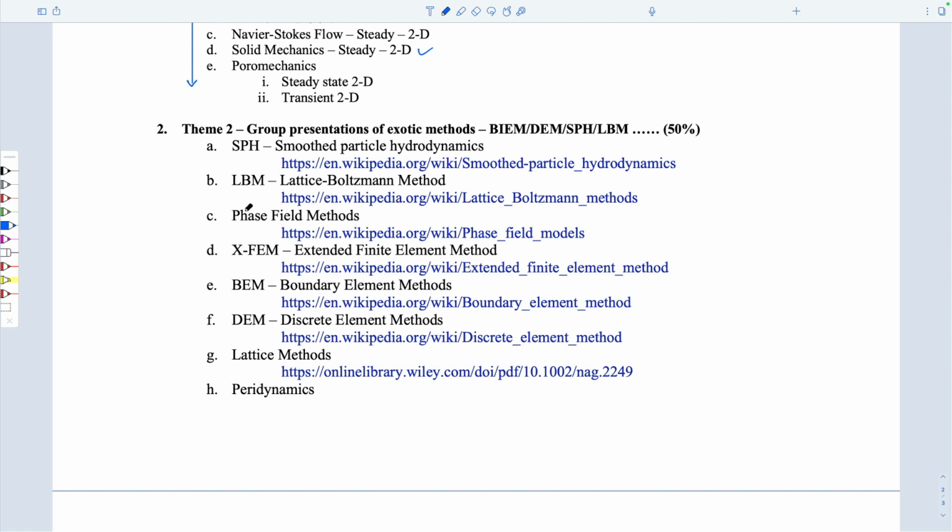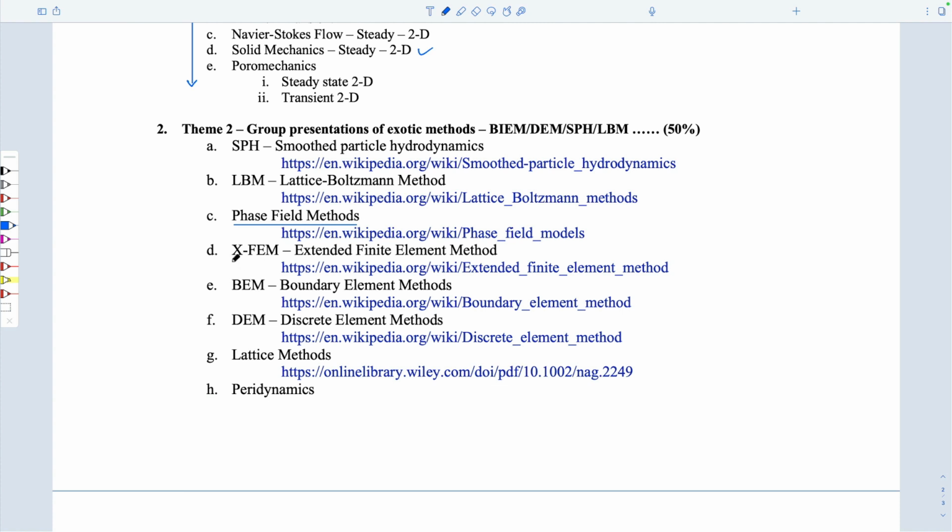sample, for instance. Phase field methods are usually finite element methods that were developed for looking at the solidification and melting of alloys, places where you have complex boundaries, but they use generally finite element methods to solve them.